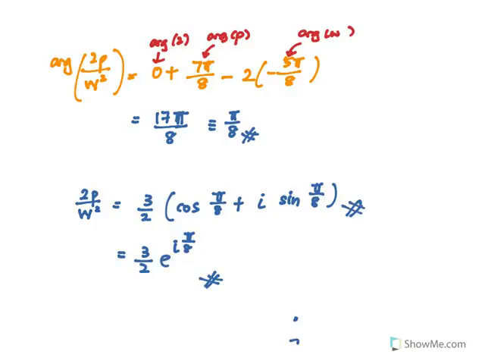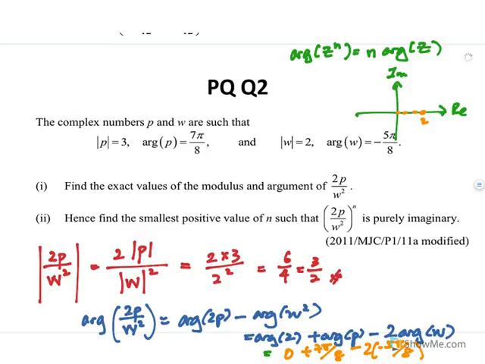Then next I need to find the smallest positive value of n such that 2p over w squared to the power of n is purely imaginary. Purely imaginary means what? It means that the real part is 0. So let's look at this. What do we know about this complex number? It's 2p over w squared.